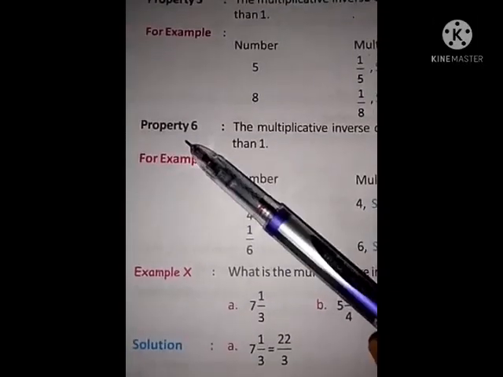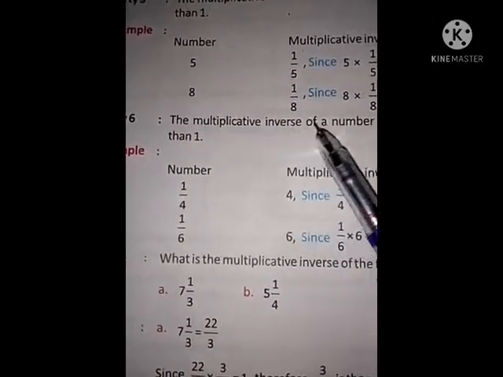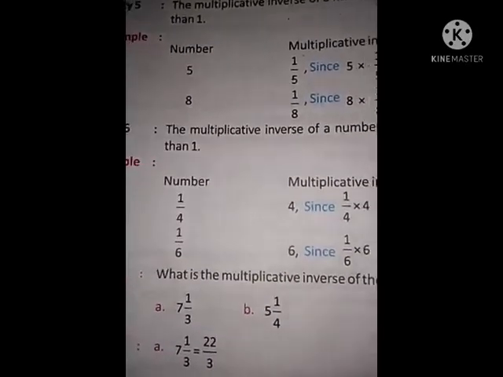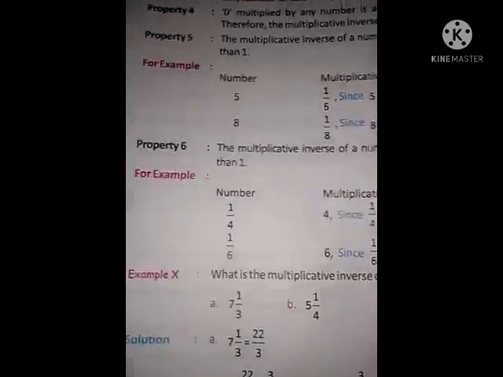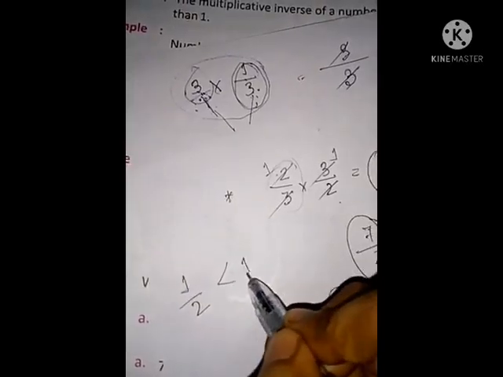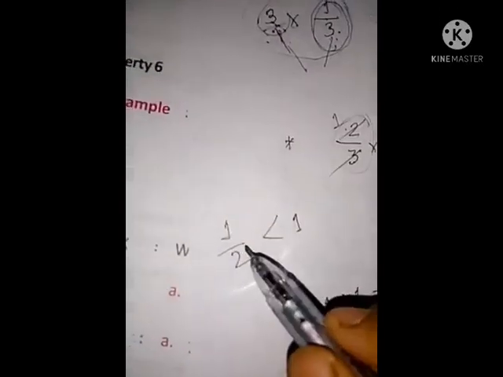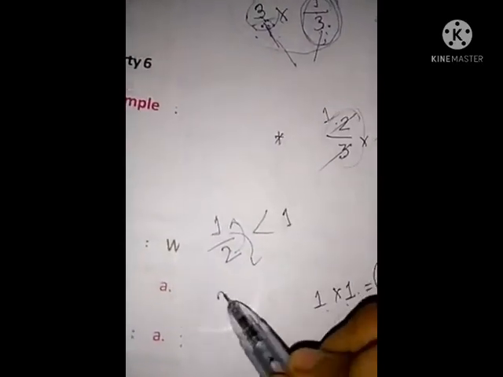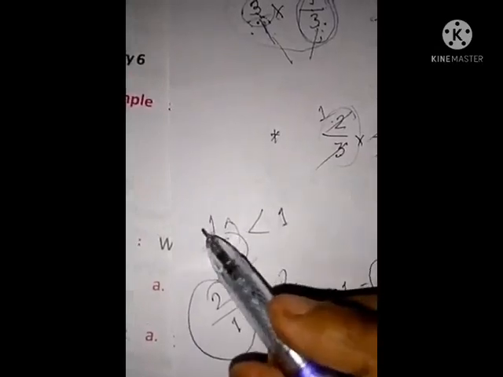Okay. Now property 6. The multiplicative inverse of a number less than 1 is always greater than 1. So let us consider a number which is less than 1. See, 1 by 2 is less than 1. What is the multiplicative inverse of 1 by 2? Just reverse this. What is 2 by 1? 2 by 1 is ultimately 2. So the multiplicative inverse of 1 by 2 is 2, which is greater than 1.